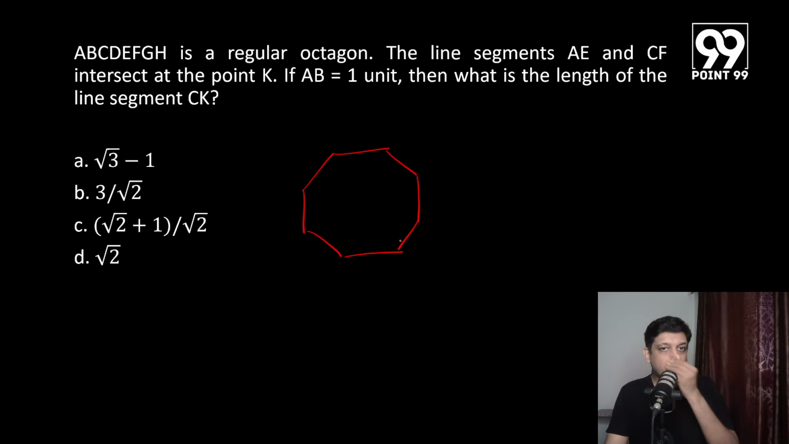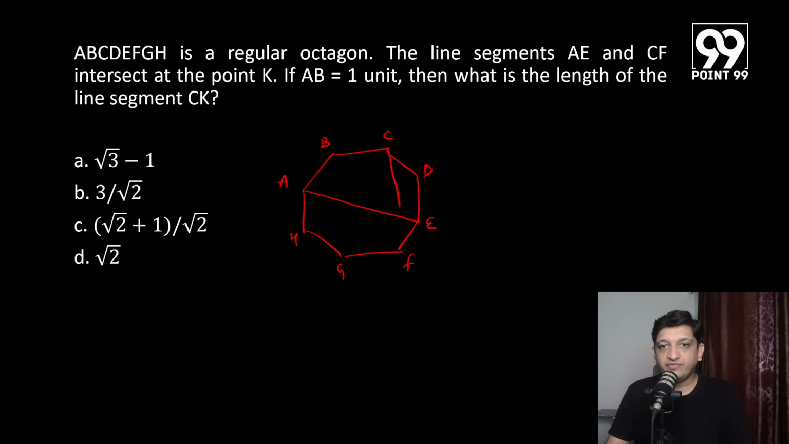Right? So we have to join AE and CF in this particular context. So let's say, for example, we are starting from here. So A, B, C, D, E, F, G and H. This is the regular octagon. Now AE is what we are supposed to draw and CF is what we are supposed to draw. Now these intersect at the point K. Now if AB is equal to 1 unit, you have to figure out the length of the segment CK. So what is the length of this segment CK is what we are expected to find out.